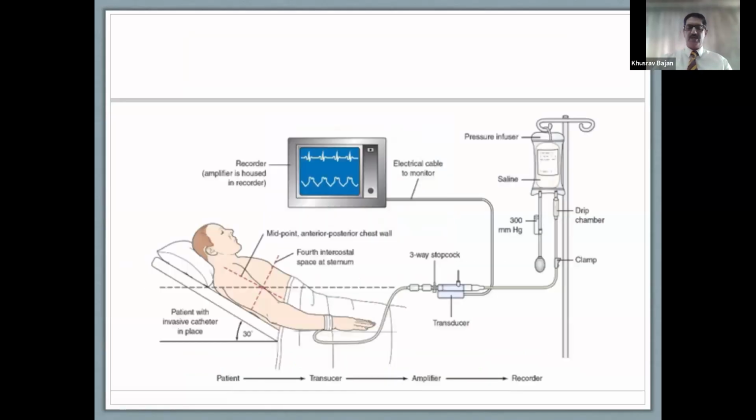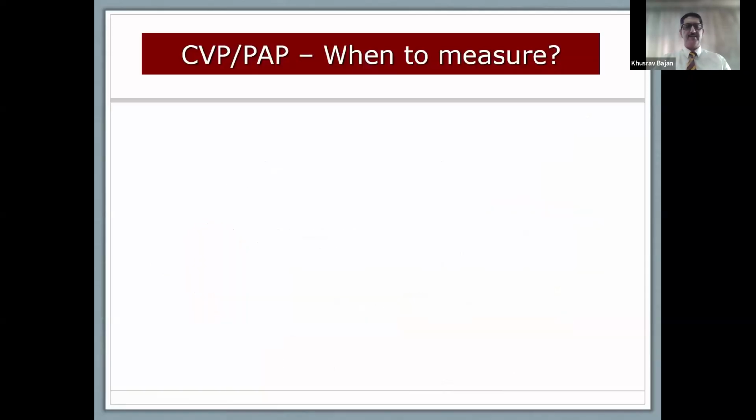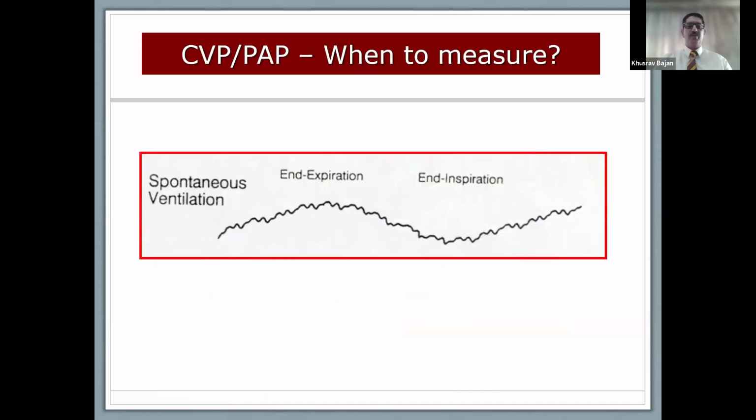And this is exactly how we would measure. This is the phlebostatic axis, which I was mentioning, the intersection of the fourth intercostal space and the mid-axillary line or the anterior axillary line. That's where the RA would be, so your transducer should be attached there. And this is how a CVP recording can be done. Whether in the flat position or a 30 or 40 degrees head-up position, the transducer should always be zeroed at the phlebostatic axis. So, talking about the CVP, when should we be measuring it?